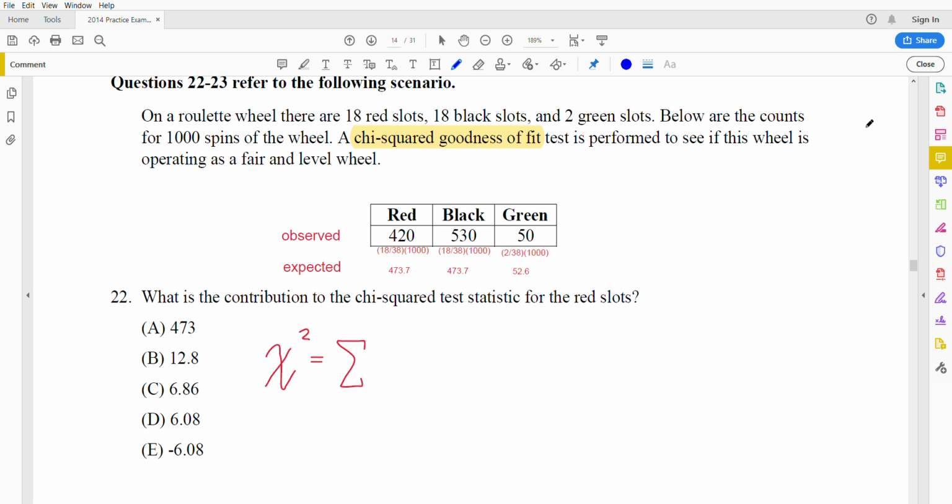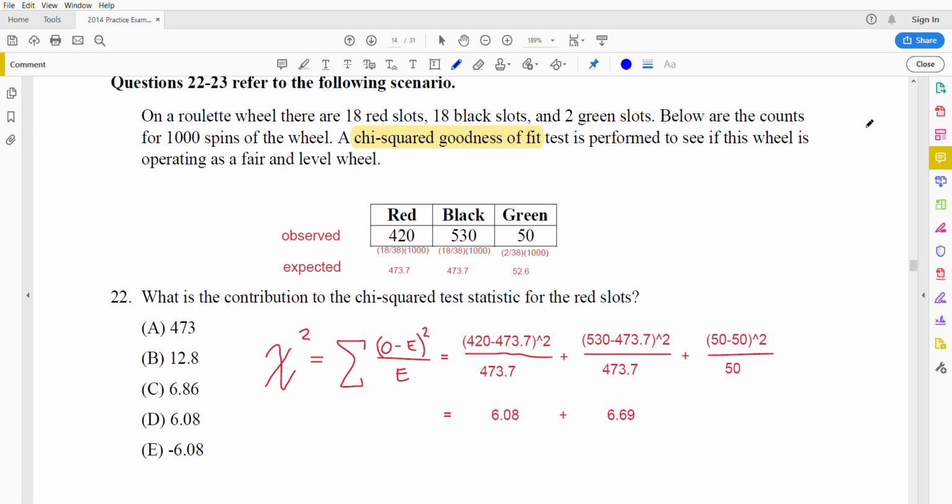Let's start with the formula. The chi-square test statistic is a sum of each observed count minus its expected count squared divided by the expected count. So for red, we have 420 minus 473.7 raised to the second power divided by 473.7. For black, it'll be 530 minus 473.7 squared over 473.7. And for green, it'll be 50 minus, now there's a typo, I'll fix it later. It should say 50 minus 52.6 squared, and the denominator should also say 52.6. I was rushing a little bit as I was putting this video together.